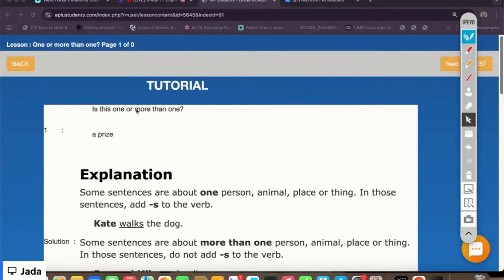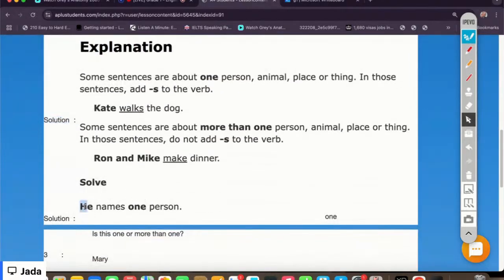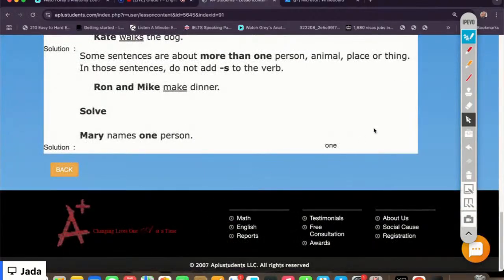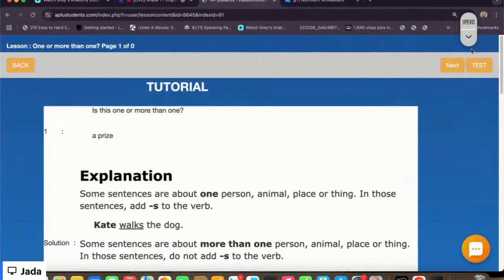Is this one or more than one? A price names one thing, so it will be one. Then is this more than one or one? He names one person, so he is just one. Then Mary is referring to just one person, so it will be one. Okay, let's move on to the test.